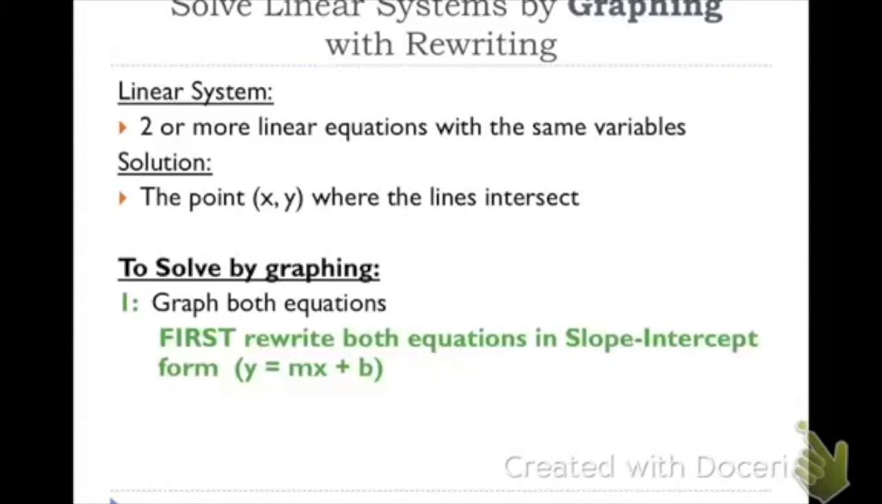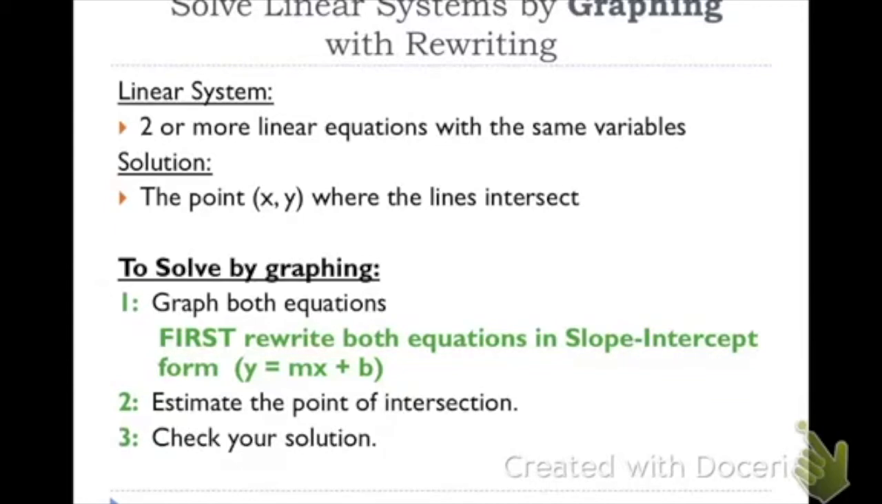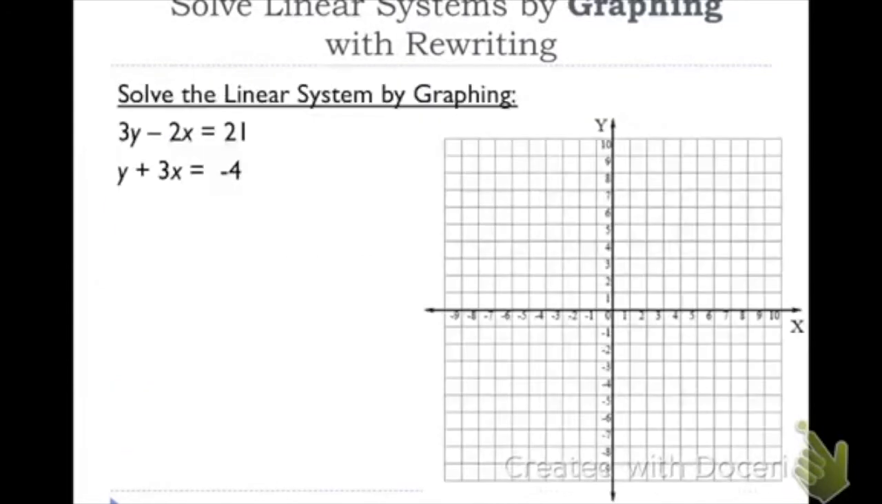So you're going to graph both equations, but the very first thing you must do is rewrite both equations in slope-intercept form, which is y equals mx plus b. If one of the equations is not solved for y, you must solve it for y. Then you're going to estimate your point of intersection and check your solution, just like we did in our last homework. Okay, here's an example.